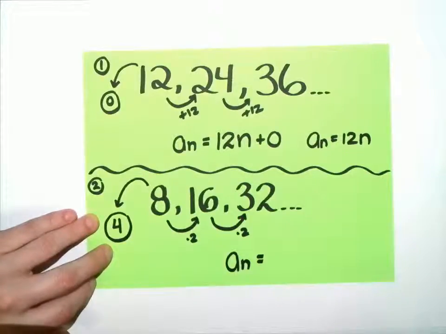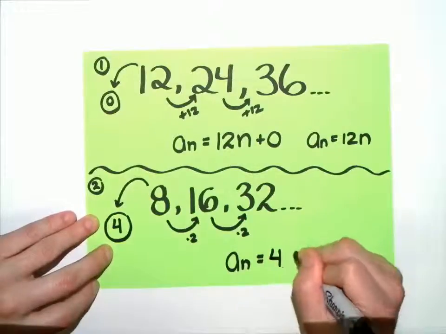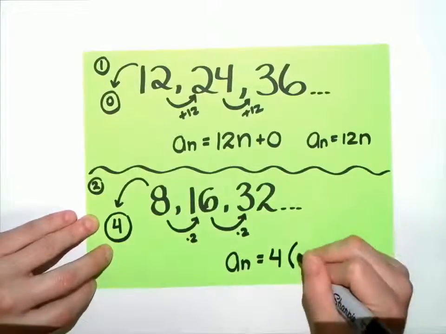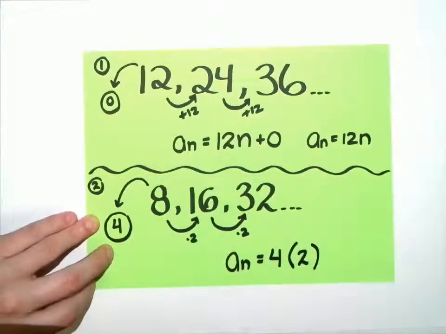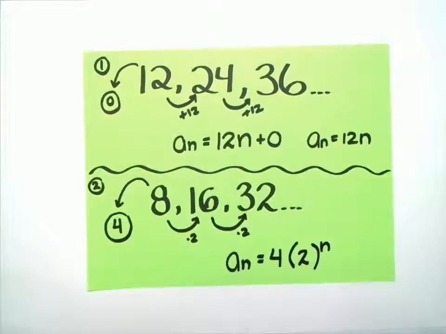All right, so once again, we're just going to get this a sub n equals. We're going to start at the number 4, and we're going to multiply the 4 by 2. How many times are we going to multiply by 2? We're going to do it n amount of times. So my rule is going to be a sub n equals 4 times 2 to the power of n.